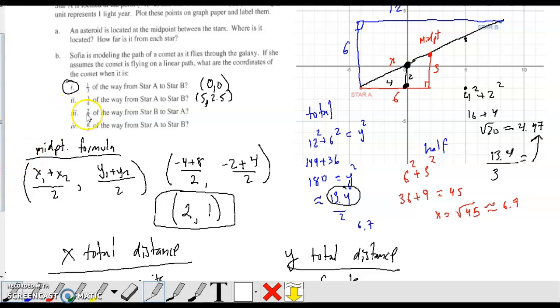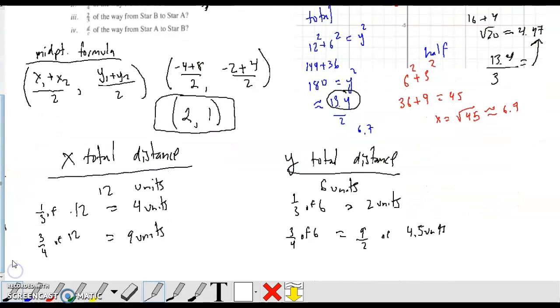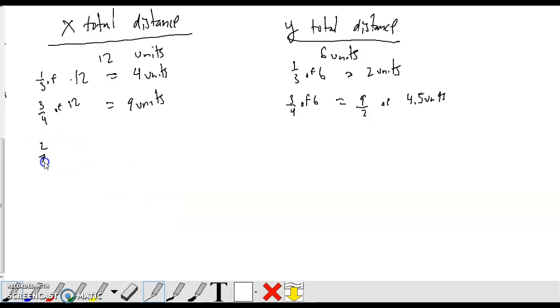Now notice it says 2/3 of the way from star B. Okay, so that one's a little bit trickier. So 2/3 of 12. So again, 3 goes into 12 4 times. 4 times 2 gives me 8 units. And then I'm going to do 2/3 of 6. So 3 goes into 6 2 times. 2 times 2 is 4. All right, so 8 and 4.